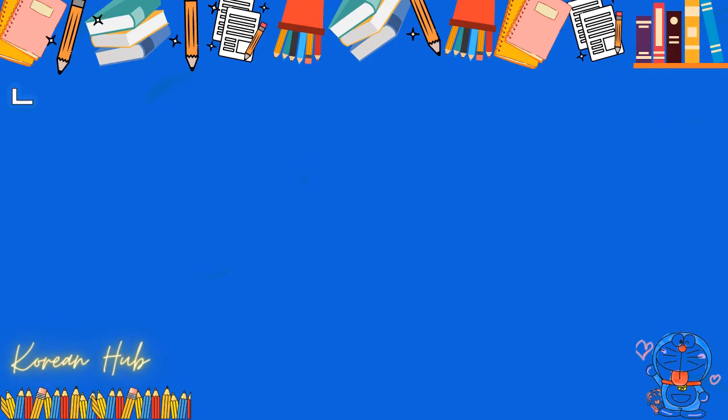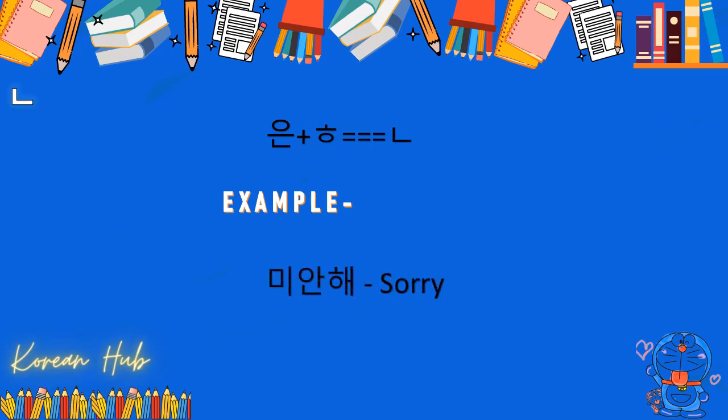When Niyun consonant from the last place of the first character combines with Hiyu consonant from the first place of the next character, then the combination produces new sound. For example, 미안해.